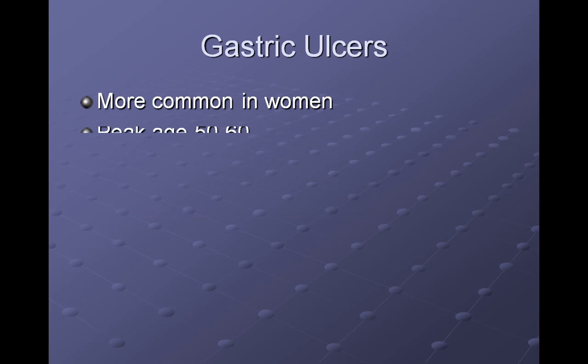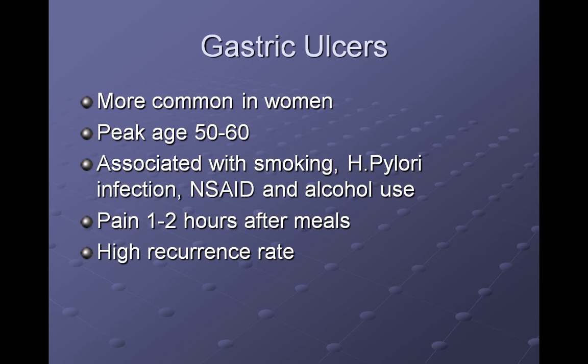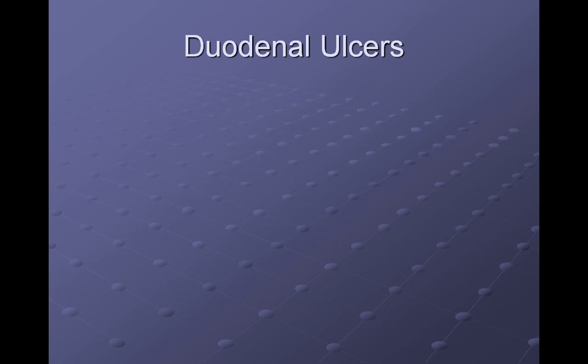Gastric ulcers are more common in women. Peak age 50 to 60 years. It's associated with smoking, H. pylori infection, NSAIDs, and alcohol use. Pain occurs 1 to 2 hours after eating. High recurrence rate is seen. No evidence that shows link to ingestion of spicy foods.